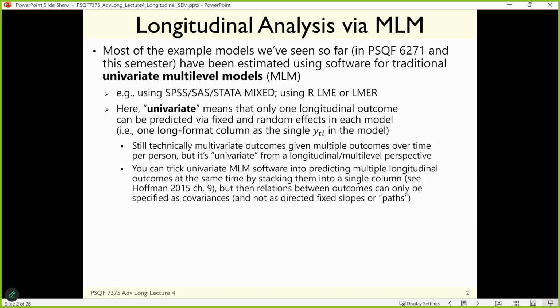So in chapter 9, I talk about this. It's limited in what you can do then. Basically, the main limitation is that if you wanted to look at how outcomes relate to each other, you can only do that as correlations.